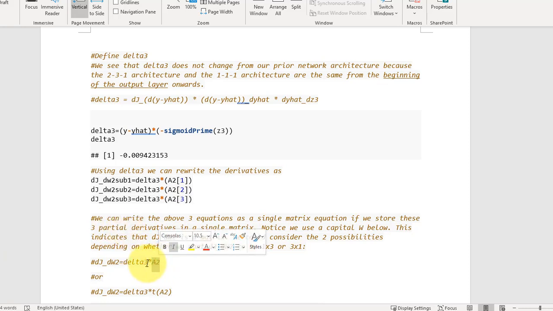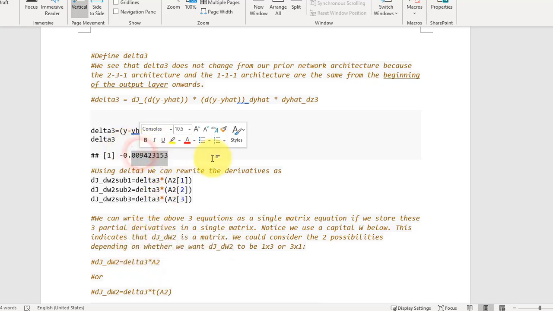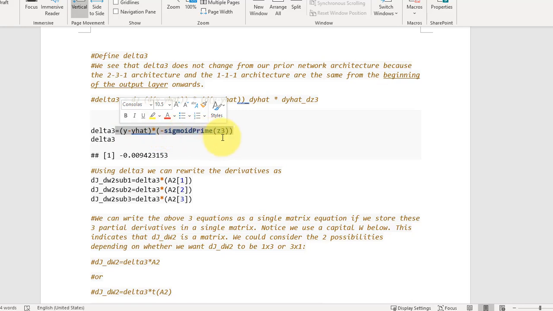A2 times this. Now, remember, this is a scalar, actually, right? Isn't delta 3 a scalar? You can see it's actually a scalar right here. You should also just recognize from this calculation that it's going to be a scalar. There are no matrices in here, so it's just going to be a scalar, and it is a scalar. So we're taking the scalar delta 3 times this.